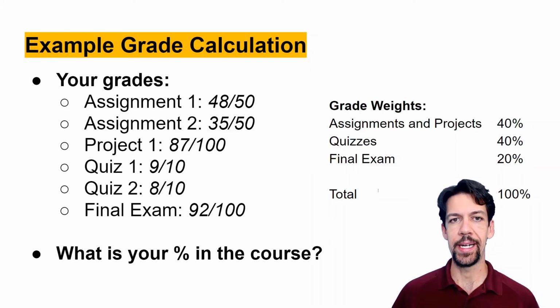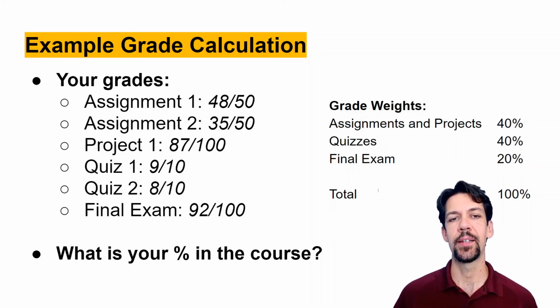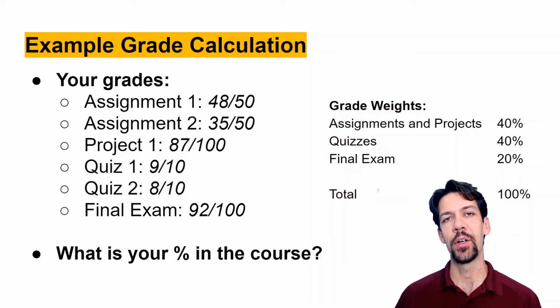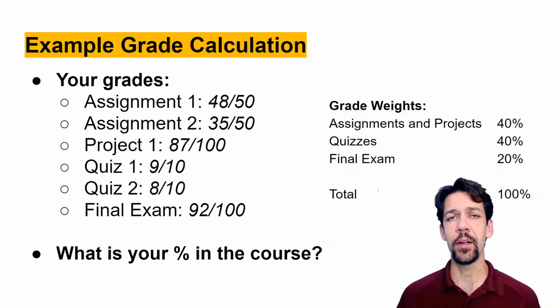Let's go through an example grade calculation just to make sure you're familiar with how grades are calculated. In this example, we've got 6 assignments for a sample semester, and they're broken down by the number of points you achieved out of how many points were possible on the assignment. We also have a grade weighting set up here where assignments and projects are worth 40% of your grade, quizzes 40%, final exam is 20% for a total of 100%. Now, I want you to look at all this information and try to calculate your percent grade in this course. Just pause the video right here, do some calculation real quick, and then resume the video in a second.